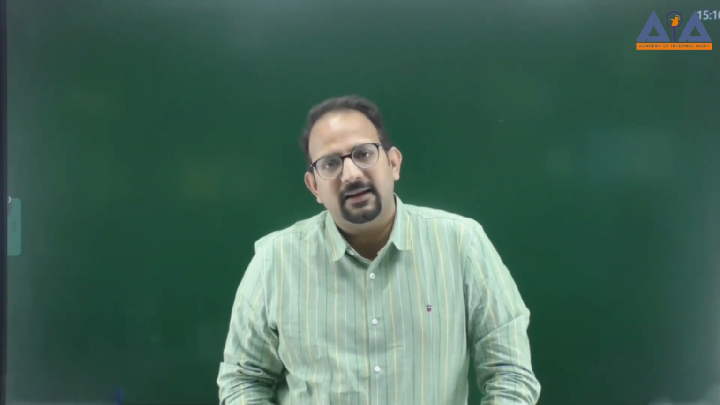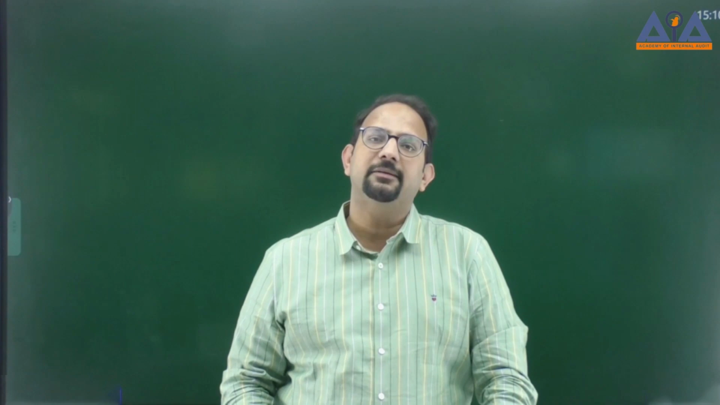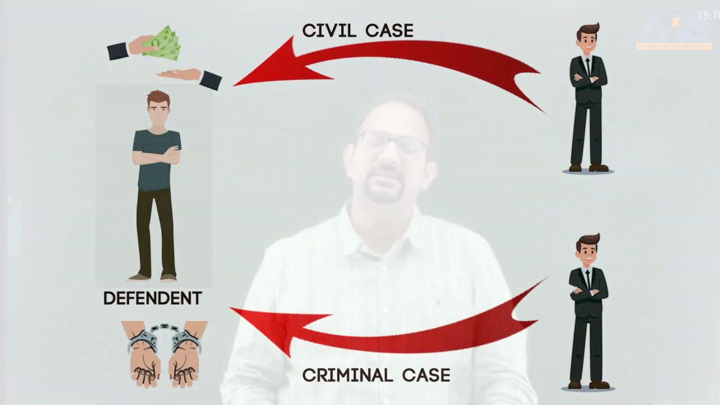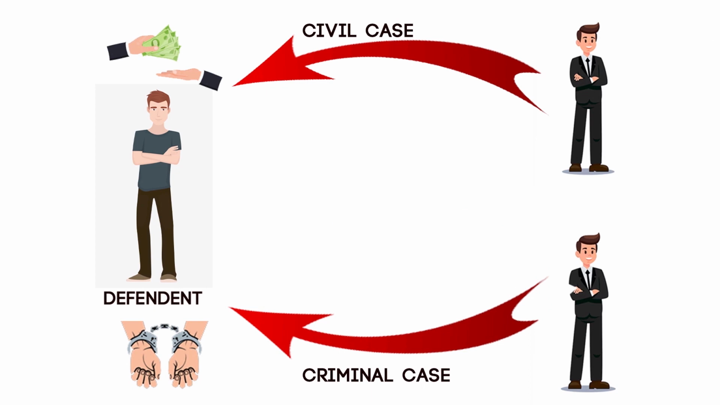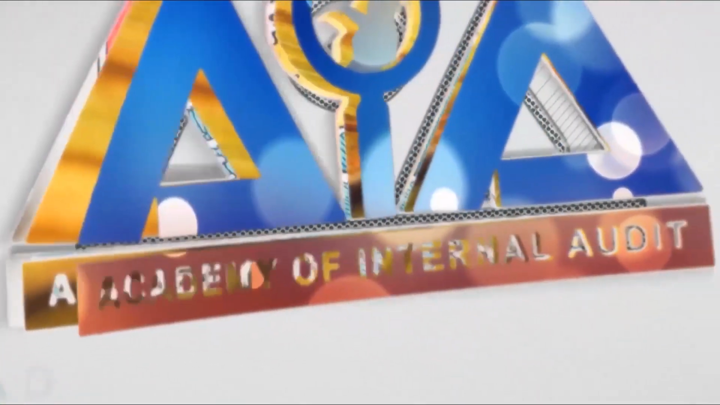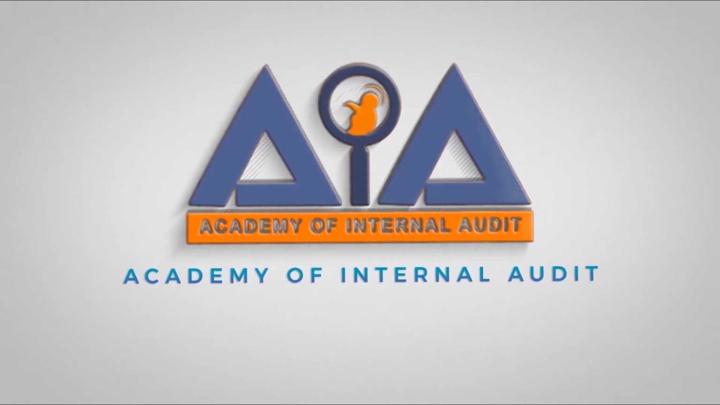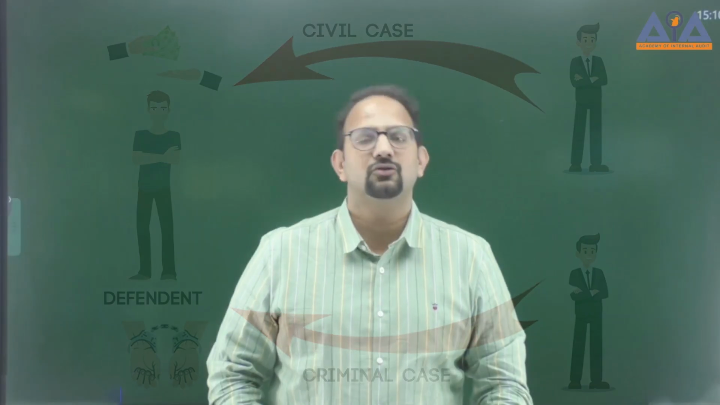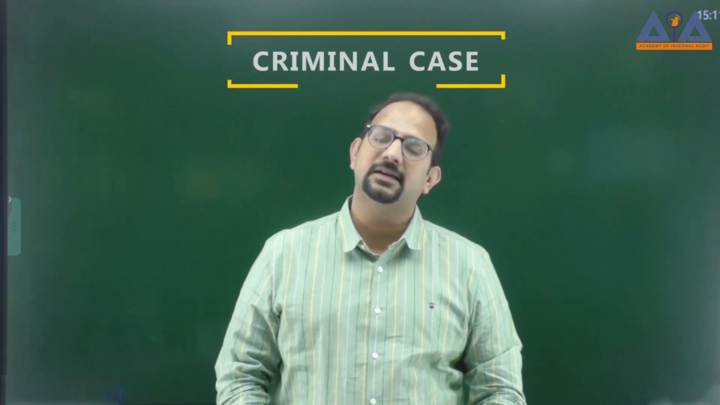So in our previous video we discussed the term called parallel proceeding. In the parallel proceeding we understood there can be two different cases filed against the same person for a similar set of activities. And two different cases can be, one can be a civil case, another can be a criminal case. So now we are going to discuss what a criminal case is.